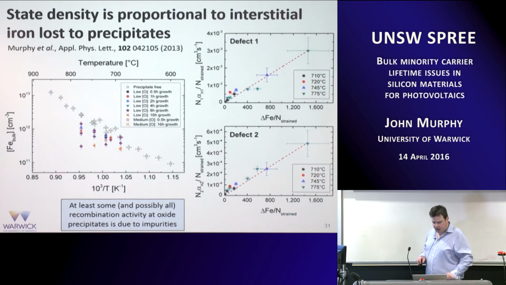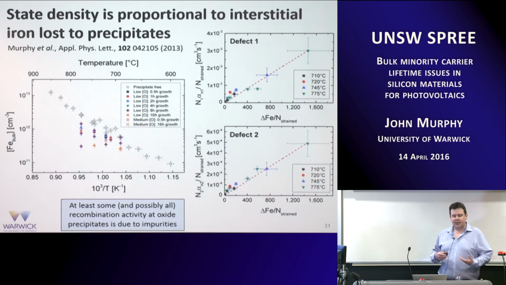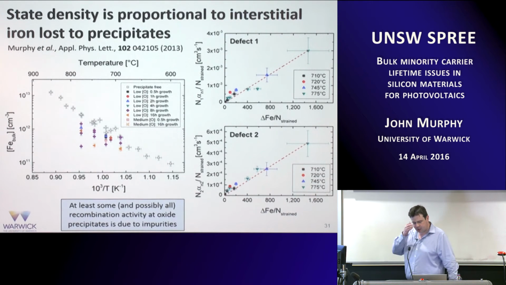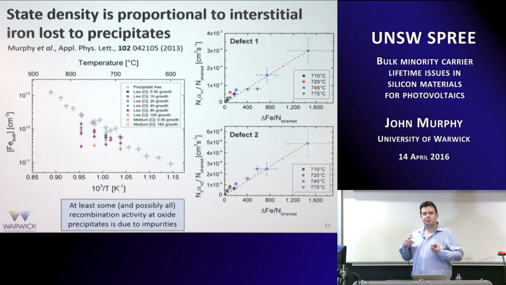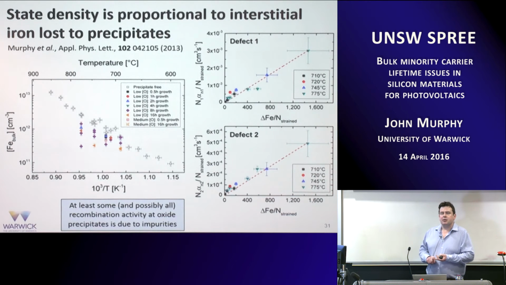And so what we have is a correlation between the recombination strength of a precipitate and the iron loss to a precipitate. And we get these nice linear correlations here. And so what this says is actually the recombination strength of the oxide precipitates depends on the amount of impurity segregated to it. And that explains quite a lot. That explains why the iron makes no difference to the form of the injection response. It explains why the extended defects around the precipitates make no difference either.